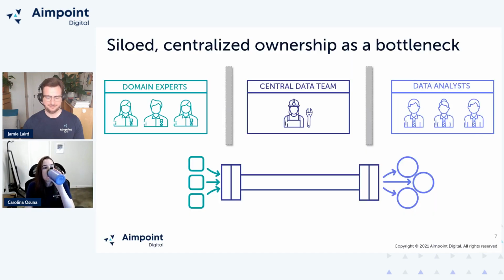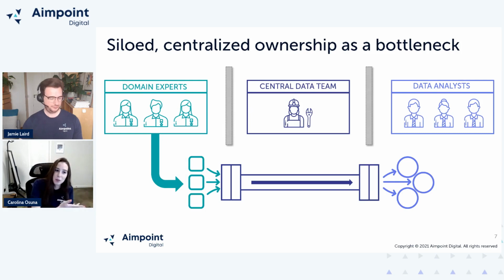So here we have our typical setup where we have our domain experts generating data, usually the way that they've always done it, while pushing a lot of the transformation and standardization to the central data team to handle by building data pipelines, which ultimately yields some form of an analytical layer for data analysts to self-serve data and to produce analyses to answer the business questions.